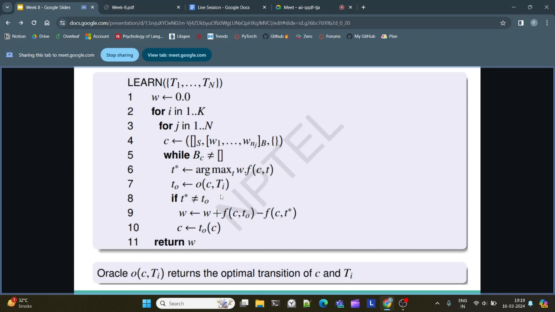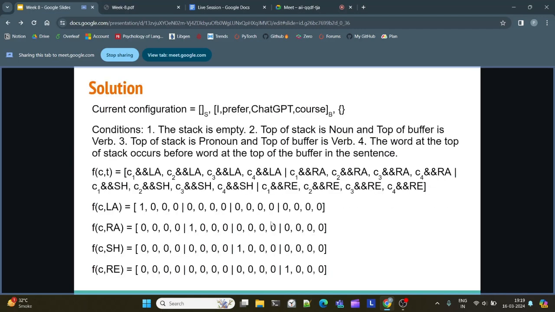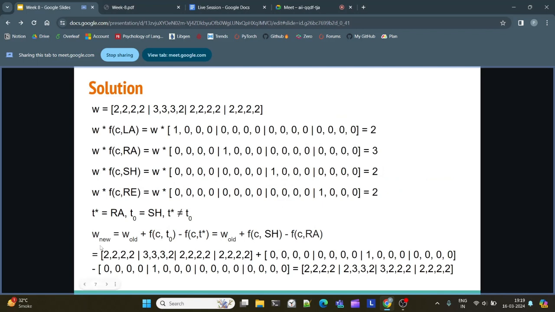We also saw what transition is predicted by the oracle. These two we have done, and we see there's a mismatch. Now, as per this formula, we perform the weight update. The formula states that the new weight would be W old plus f of c comma t0, where t0 is the transition stated by the oracle, minus f of c comma t star, the predicted transition. So in this case, it would be w old plus f of c comma shift minus f of c comma right arc. So w old is this one.